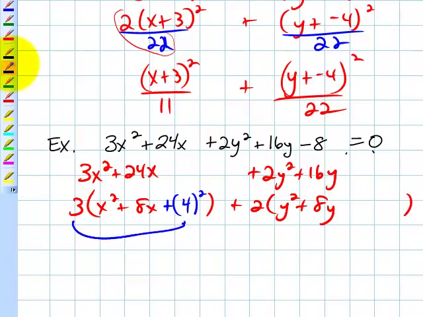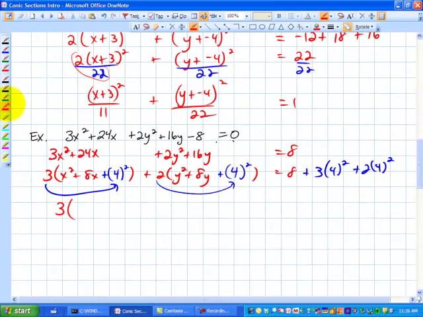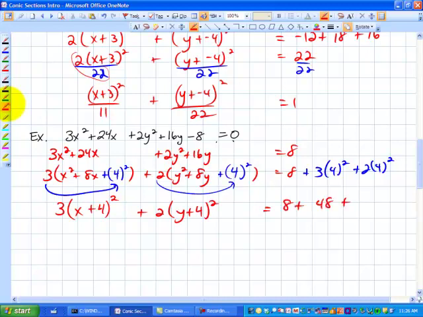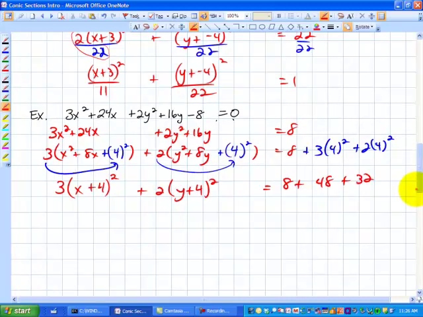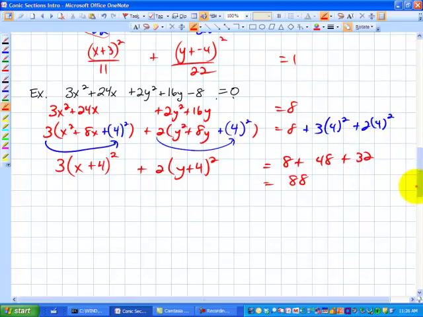But that's actually a 3 times 4 squared. And over here, I got to do the same thing. 8 divided by 2 is 4 squared, but that's really a 2 times 4 squared. So this is going to become 3 times the quantity x plus 4 plus 2 times the quantity y plus 4 equals 8 plus, let's see, I think that's 48, and that should be 32. So this is actually 56, 88, I believe.